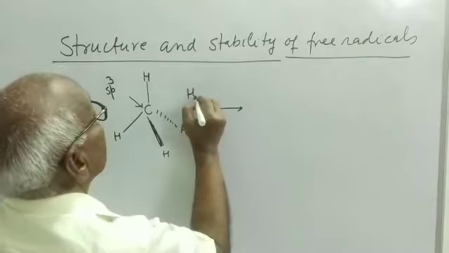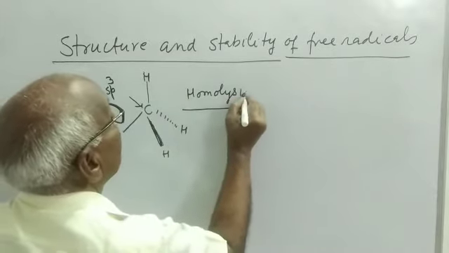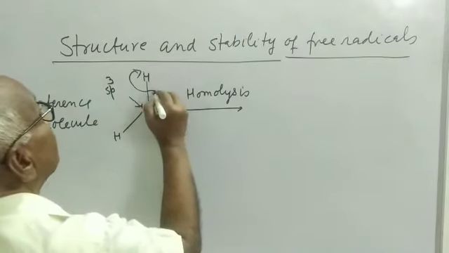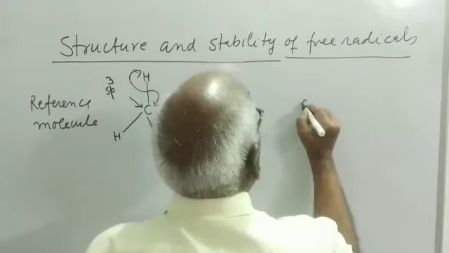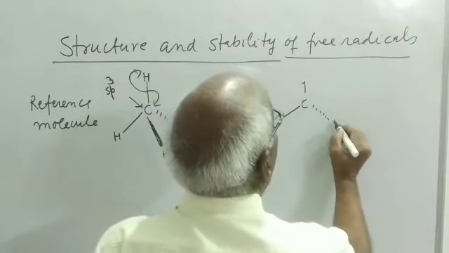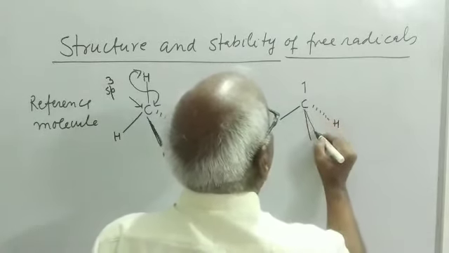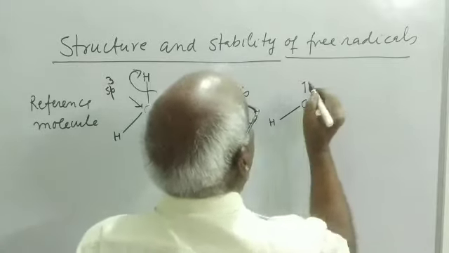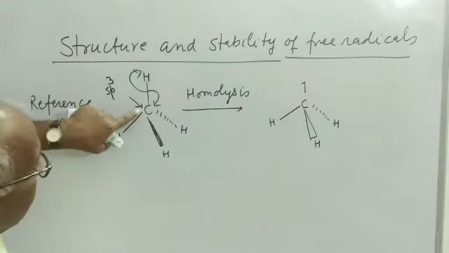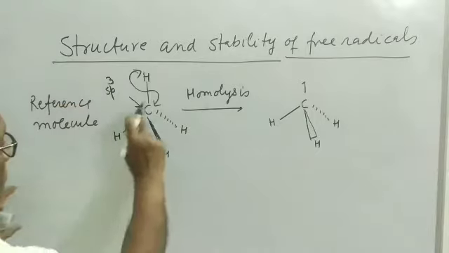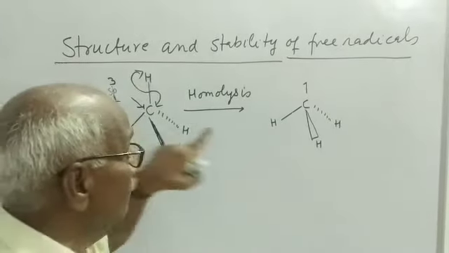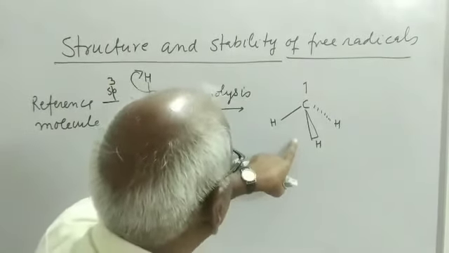Homolysis. This undergoes homolysis along any C-H bond. Say this breaks, this goes here and this comes here. So we get this structure. This is the unpaired electron. This is H, this is H, this is H. This is the unpaired electron. Now look over here. This carbon is in sp3 hybridized state. So the carbon of methane is in sp3 hybridized state, and its resulting radical is this methyl radical.